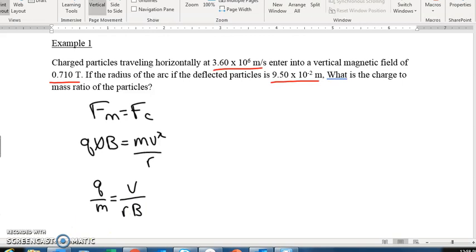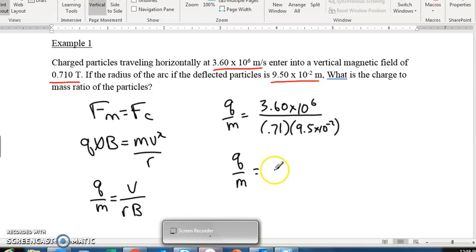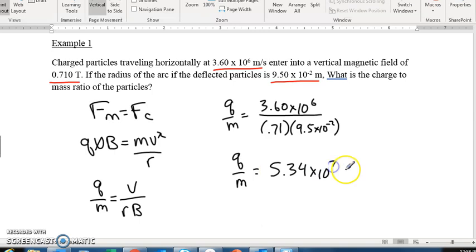So we're going to plug in these particular numbers. Q over M is equal to 3.60 times 10 to the 6, all divided by 0.71, and 9.5 times 10 to the negative 2, or 9.5 centimeters. Pause the video, check your answer, and see if it matches mine, which is 5.34 times 10 to the 7 coulombs per kilogram, the standard units for a charge to mass ratio.